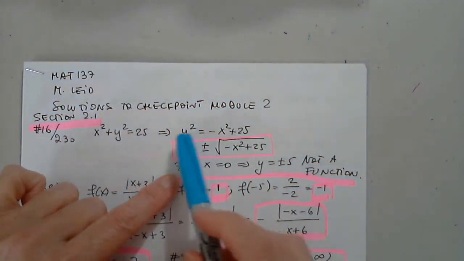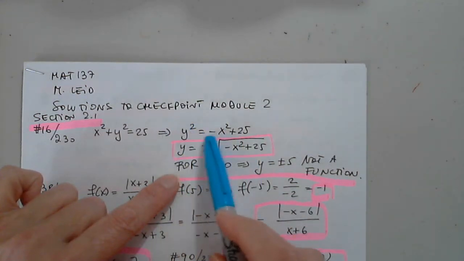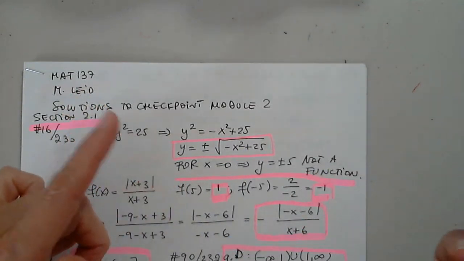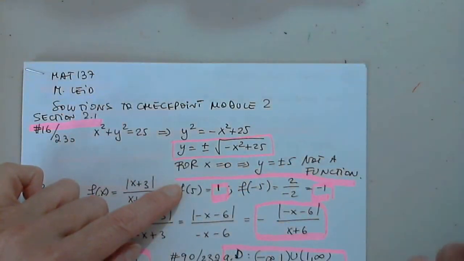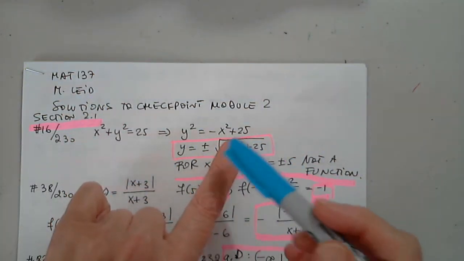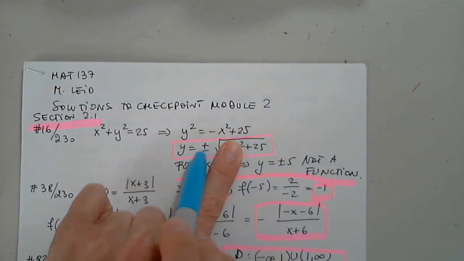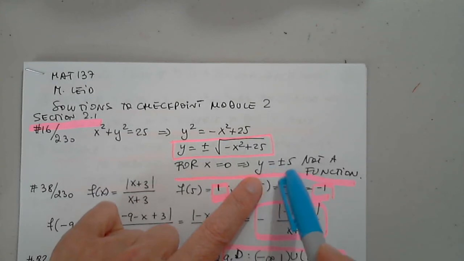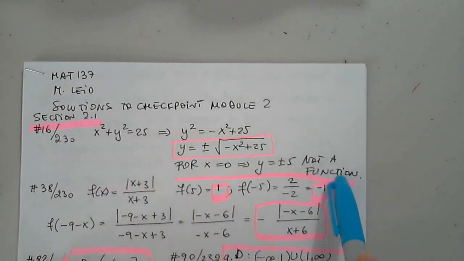We solve for y, we take square roots. Every time we take square roots, we have to write plus or minus. And it turns out that I have to show for one point that that's sufficient. When x is 0, the square root of 25 is 5, but I get two different y values. So for one x, I get two different y values, which is not a function.